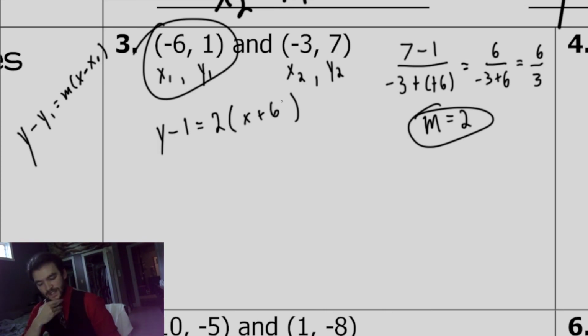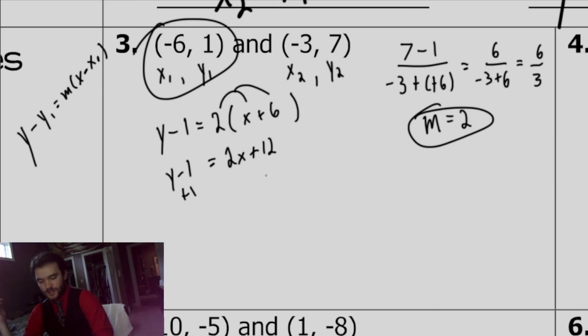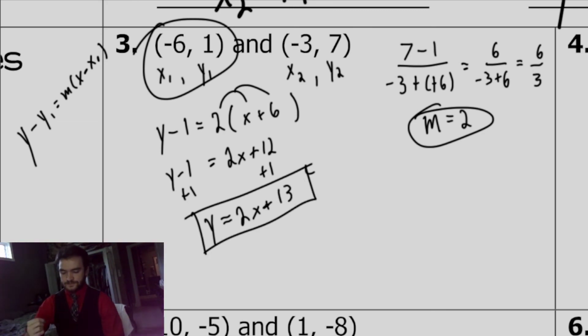Good. Now we're looking real good, right? Now we can solve this. We can get this into slope-intercept form. First off, I'm going to distribute this 2 into here, so I end up getting 2x plus 12 equals y minus 1. Add the 1 over to here. y equals 2x plus 13. Boom. We are done.